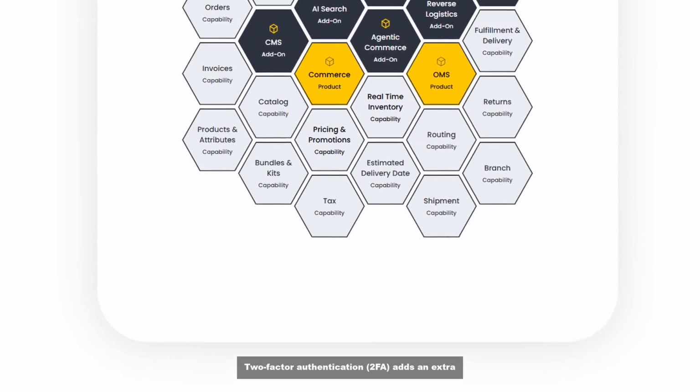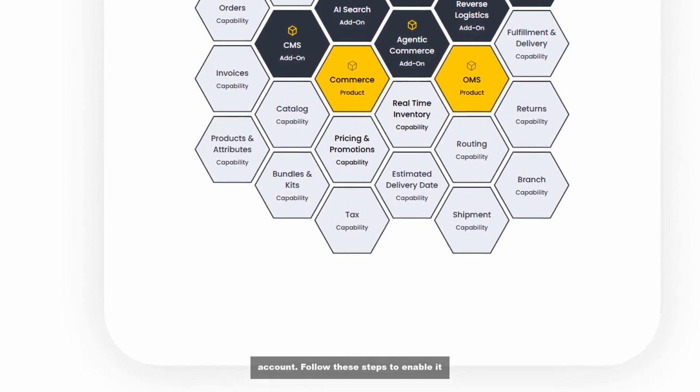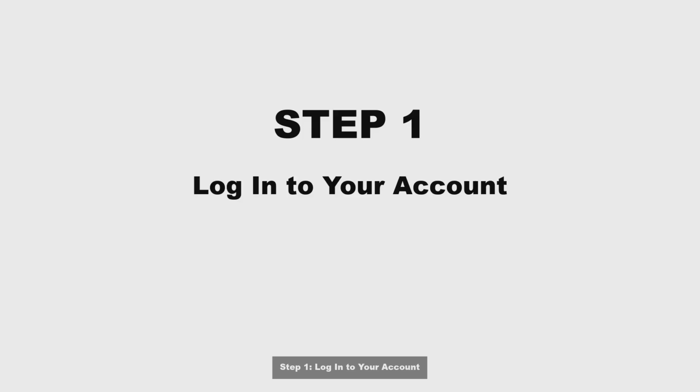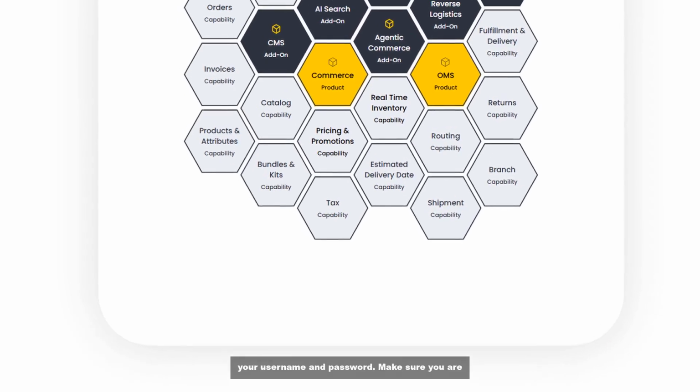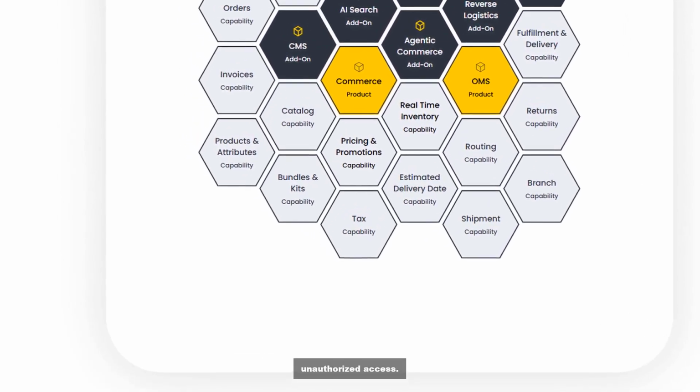Two-factor authentication (2FA) adds an extra layer of security to your Kibo Commerce account. Follow these steps to enable it effectively. Step 1. Log into your account. Access your Kibo Commerce account by entering your username and password. Make sure you are using a secure network to prevent unauthorized access.